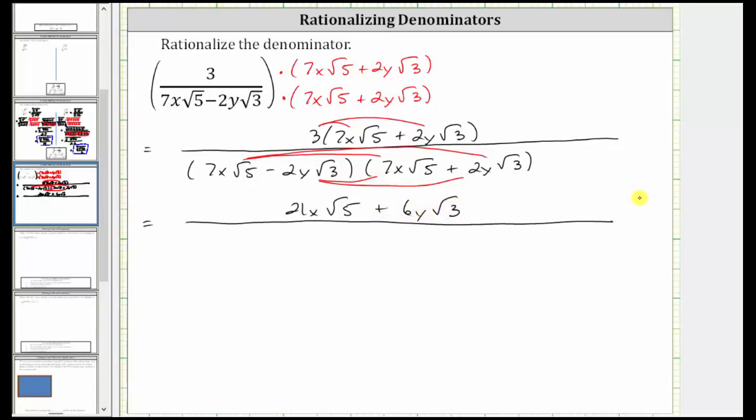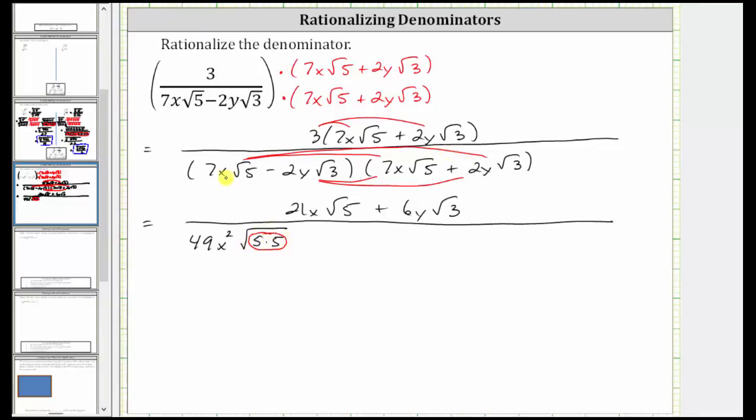And now in the denominator, the first product is 7x square root 5 times 7x square root 5. Well, 7x times 7x is 49x squared, and square root 5 times square root 5 is equal to the square root of 5 times 5. And therefore we get 49x squared times the square root of 5 times 5. We will simplify here in the next step because we have the square root of 5 squared.